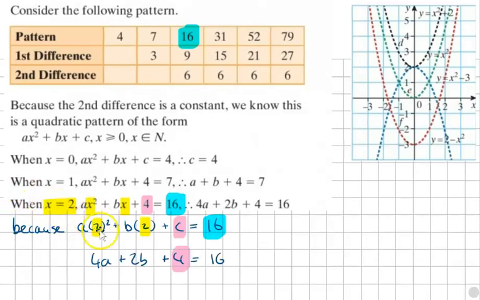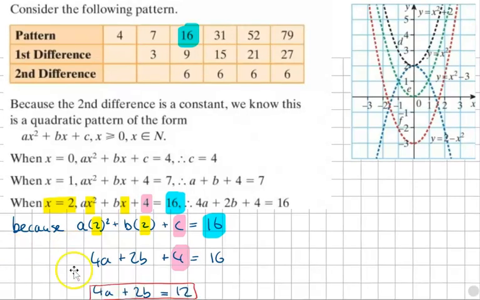So we have a times 2 squared, because we're replacing x with 2, plus b times 2 plus c is equal to 16. A times 2 squared gives us 4a, because 2 squared is 4. So the 2 gets squared, 2 times 2 is 4, and that's multiplied by a. So we don't get 4a squared here, we just get 4a. Then b times 2 is 2b. We know the c is 4, we worked it out at the start, and again it's equal to 16. So simplifying, we get 4a plus 2b is equal to 12, because 16 minus 4 is 12.